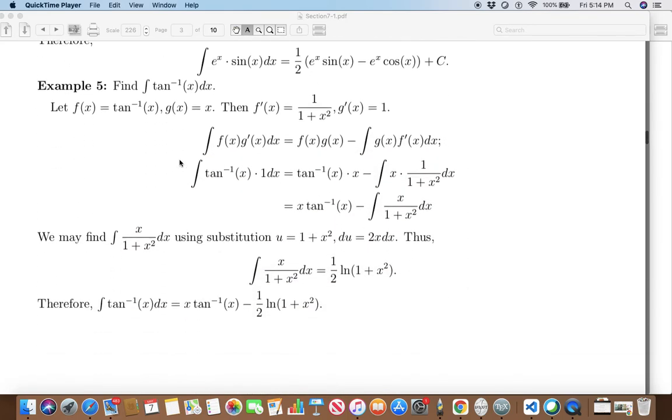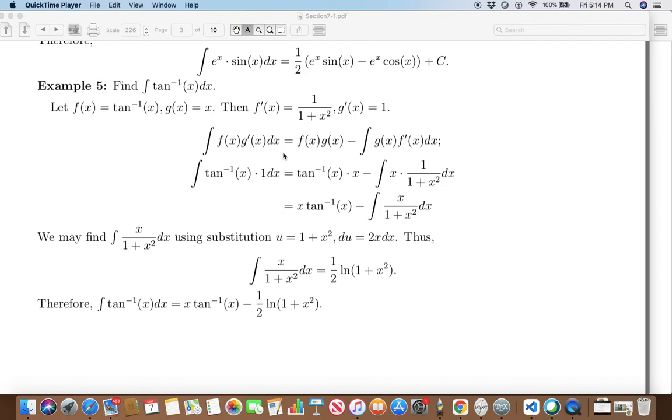Here is one more example. Find integral of tan inverse x dx. There is no second factor being mentioned, so we assume it to be 1. So, what is the integral of 1, or the antiderivative of 1? It is x. f(x) is tan inverse x, g(x) is x. So, derivative of tan inverse x is 1 by 1 plus x squared. Derivative of g, that is x, is simply 1.